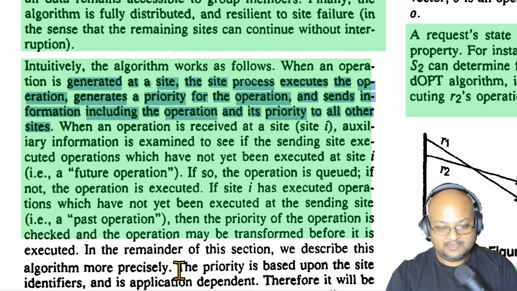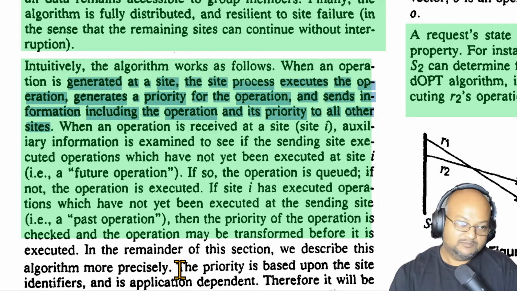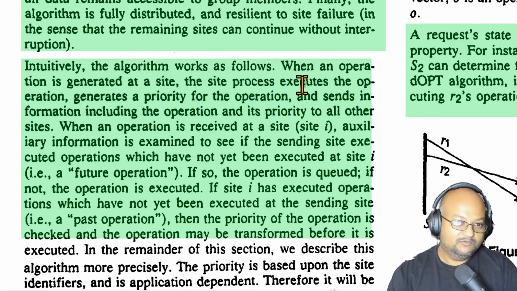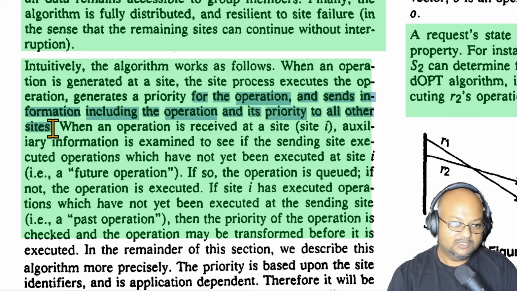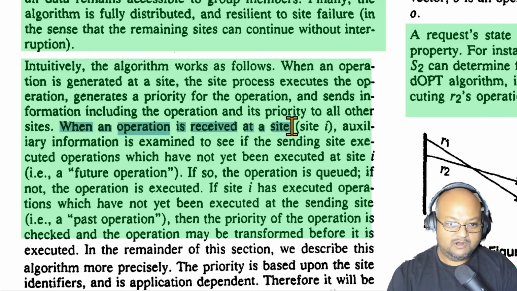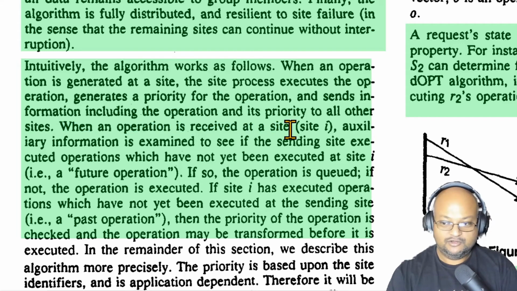At a very high level, the algorithm proceeds as follows. When you do a local edit at a site, that is, when you generate an operation at a site, it is immediately executed locally, but then your site generates a priority for that operation. And we will see in a bit more detail what this priority is, and sends it to all the other sites. When you are receiving an operation at a site, there are two cases.